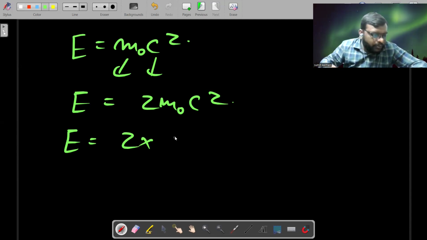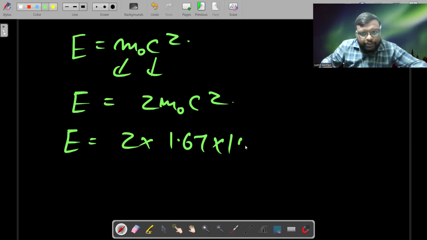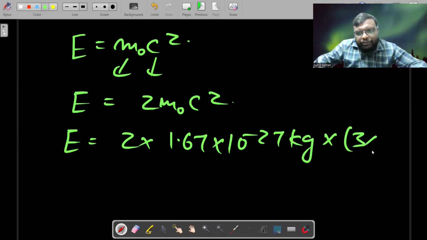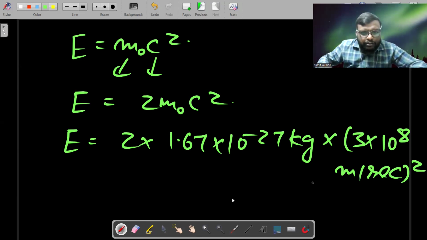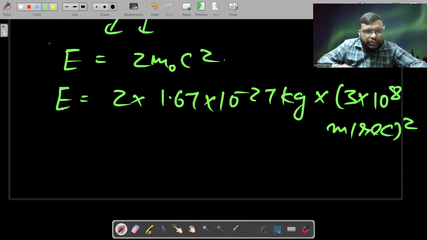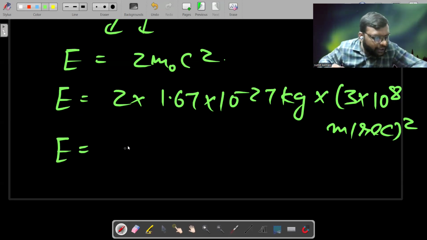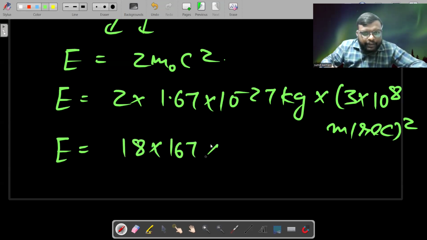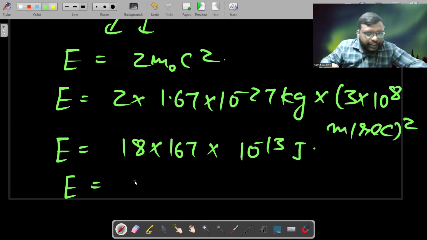2 into rest mass of proton, it is 1.67 into 10 to the power minus 27 kg, and the speed of light is 3 into 10 to the power 8 meter per second whole square. So students, here it will become E is equal to, if you will simplify this, it will become 18.03 into 10 to the power minus 11 joule, because this is energy and the unit of energy is joule.